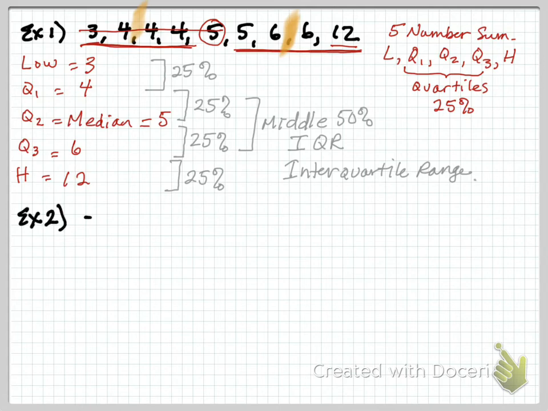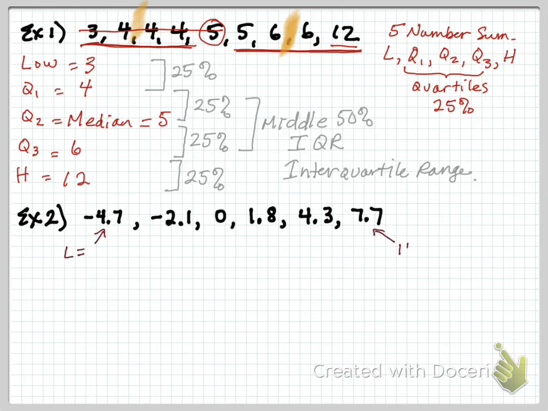So now we're going to look at example 2. Again, I want my data ordered, and I'm going to find the 5 number summary for this data, striking first the low and the high, super simple. And then we found the median last time, which was between 0 and 1.8, so it was 0.9. Again, we call that Q2 or quartile 2, the 50th percent mark.